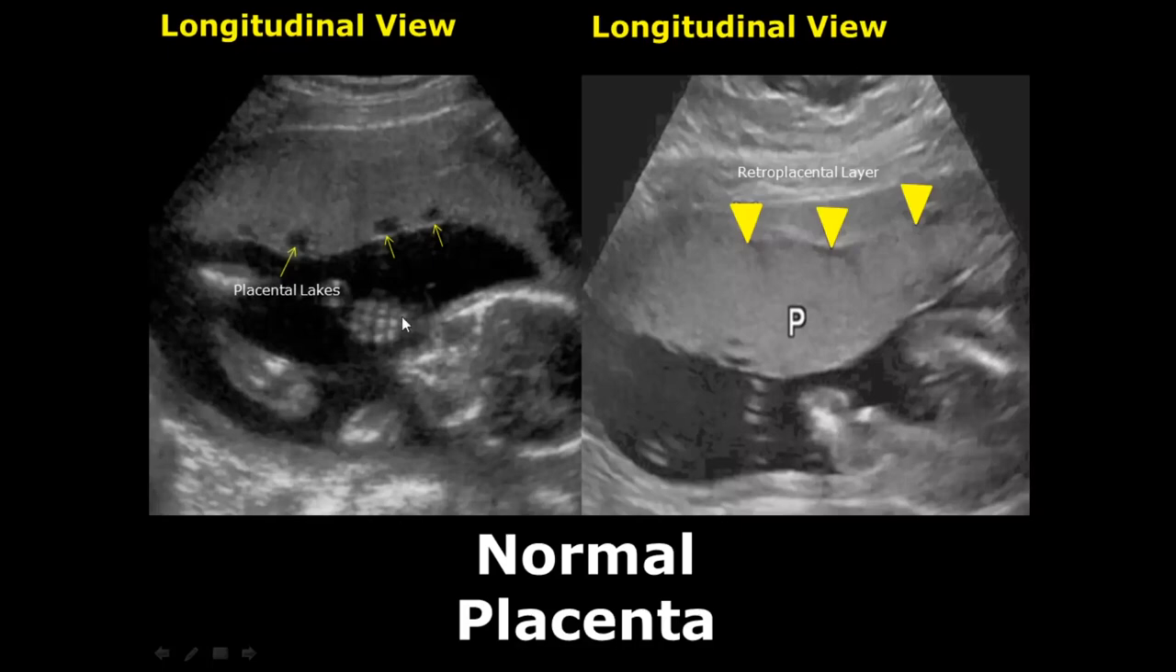Here you can see small hypoechoic areas inside the placenta. These are venous lakes or placental lakes. These are normal occurrences. And you may also notice a hypoechoic layer behind the placenta. This is known as the retroplacental layer.